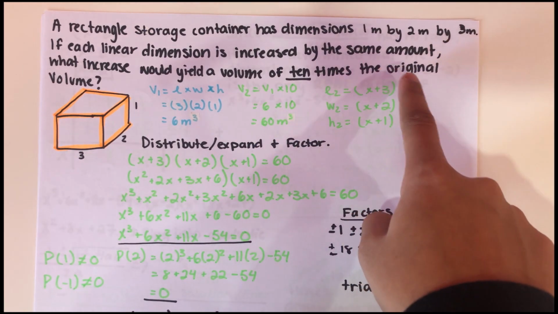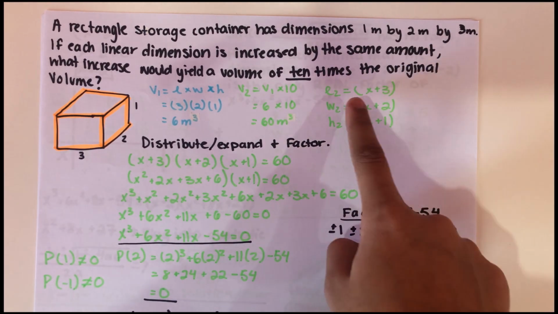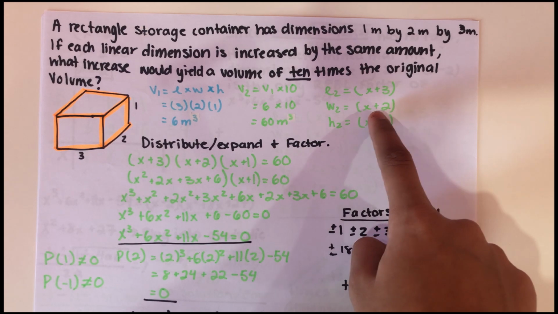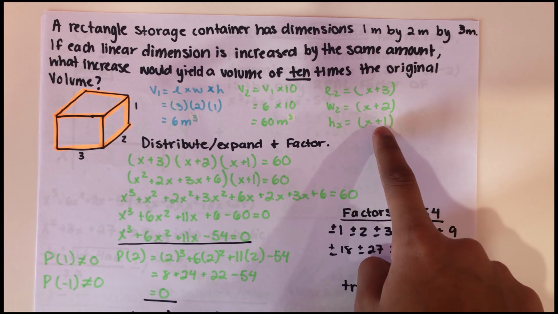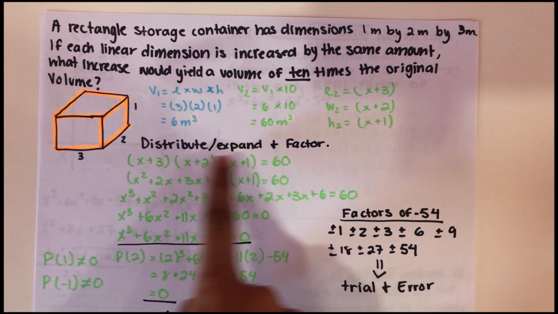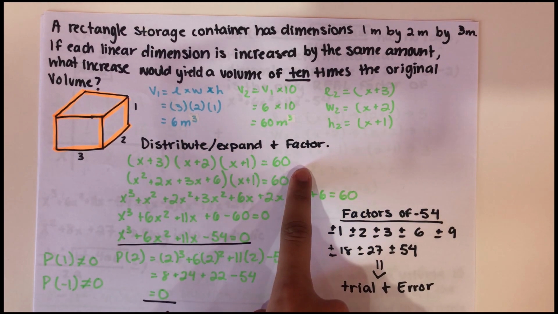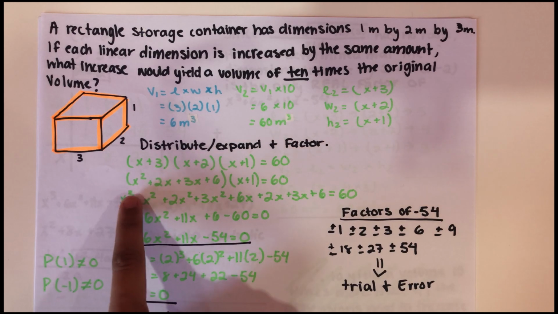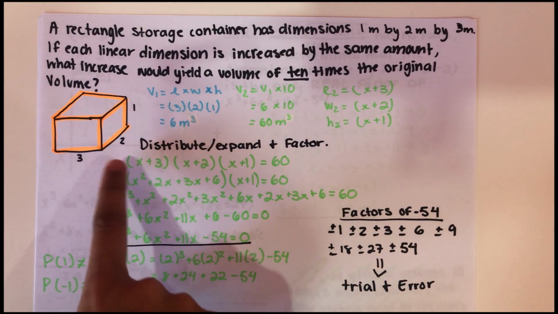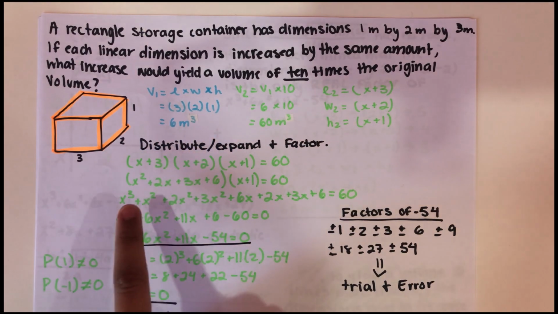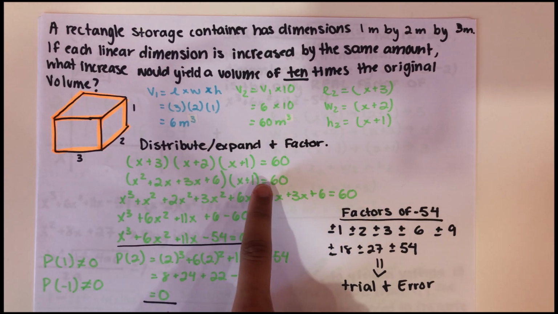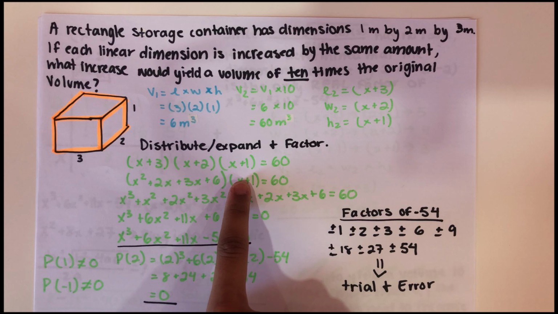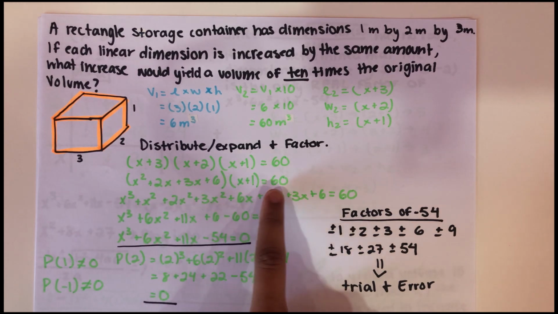In order to figure out the dimensions for our second volume, we're going to do L2 equals x plus 3, W2 equals x plus 2, and H2 equals x plus 1. Now we're going to put this all into an equation equal to 60, and we're going to expand and then factor. So let's expand first. We're going to do this binomial times this binomial first, okay? So that gives us this right here. And then we're going to multiply this polynomial by this binomial, which will give us this big polynomial.